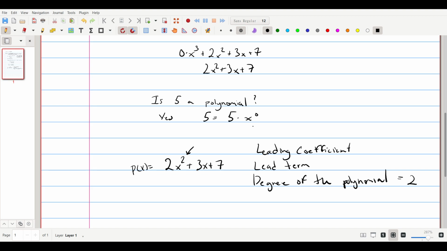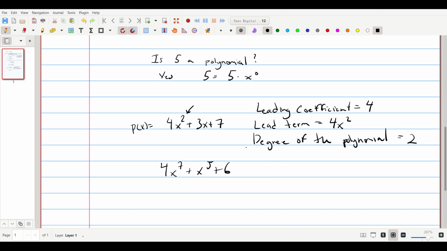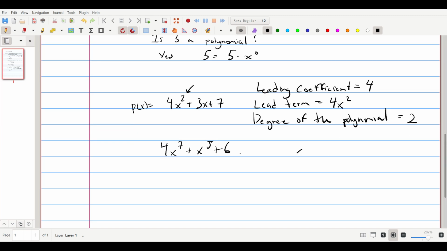Okay, it's not the same as the leading coefficient, and to make that clear, I can make this a 4, and so the leading coefficient here is 4. And so what's the leading term? 4x squared. Okay? And generally when we write polynomials, we write them in descending powers. So we start from the biggest power and write all the way to the smallest power. So we would typically do something like this, rather than something like this.